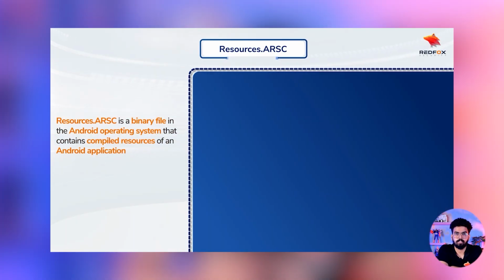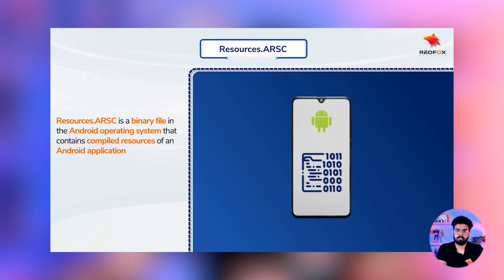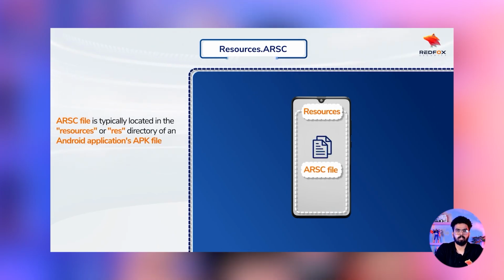Resources.arsc is a binary file in the Android operating system that contains compiled resources of an Android application. It stands for Android Resources Compiled and is generated during the build process of an Android application. The ARSC file is typically located in the resources or res directory of an Android application's APK file.